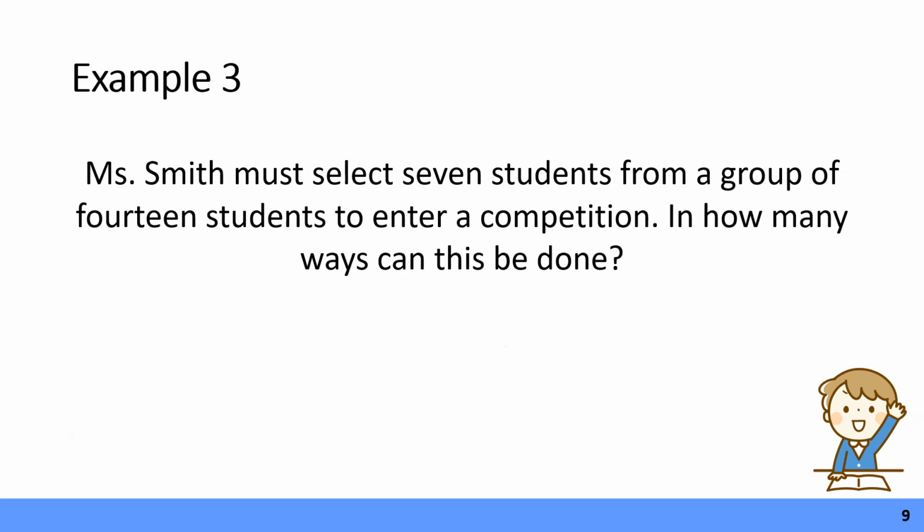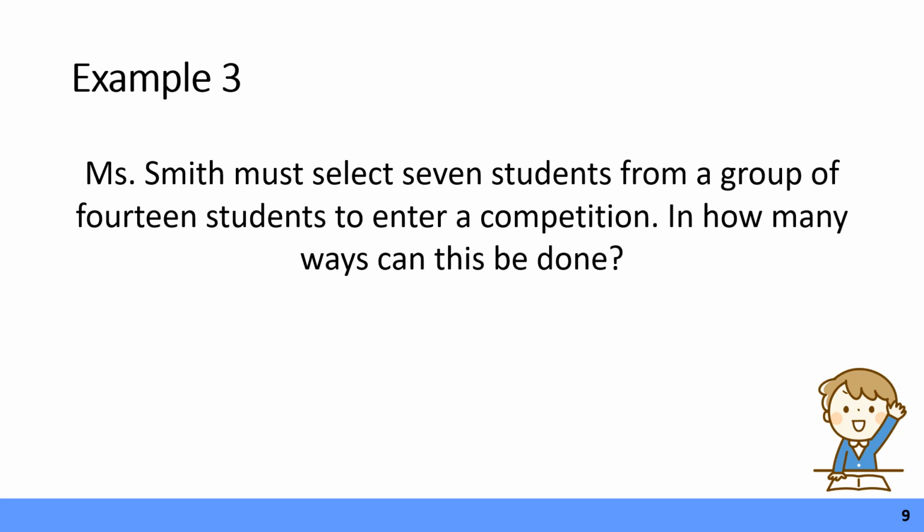All right, next problem. Ms. Smith must select 7 students from a group of 14 students to enter a competition. In how many ways can this be done? Again, this is just like the last example. Students are going to be chosen. The order does not matter. All 7 students chosen are going to go to the competition. Doesn't matter if you were chosen first or chosen last. You're going to be treated the same way.